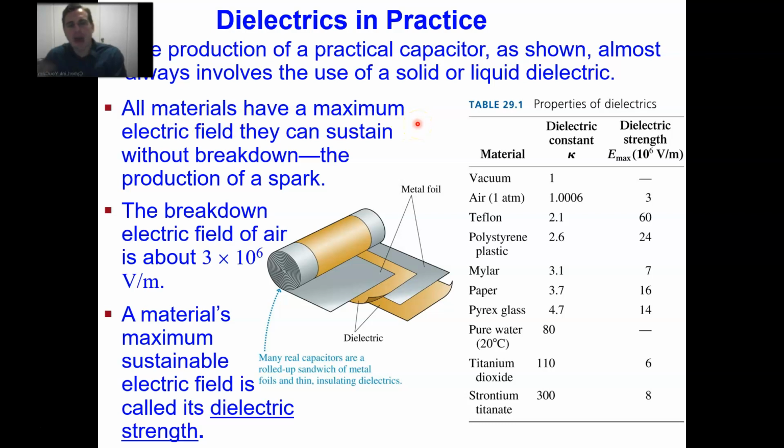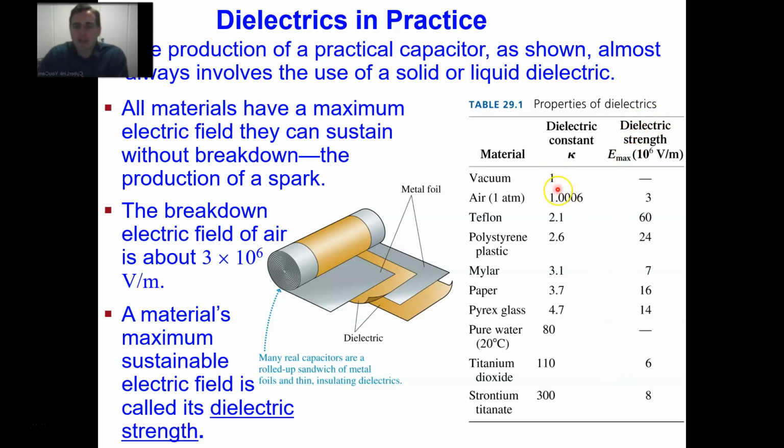All materials have a maximum electric field they can sustain without breakdown, which is the production of a spark. Now, in air, the breakdown electric field is about 3 times 10 to the 6th volts per meter, or newtons per coulomb. So that's about 3 million volts in 1 meter. Air is not a very good conductor; it's mostly vacuum. And by the way, a material's maximum sustainable electric field is called the dielectric strength. That's listed over here in this table. So that's the maximum electric field that can be sustained before that spark.